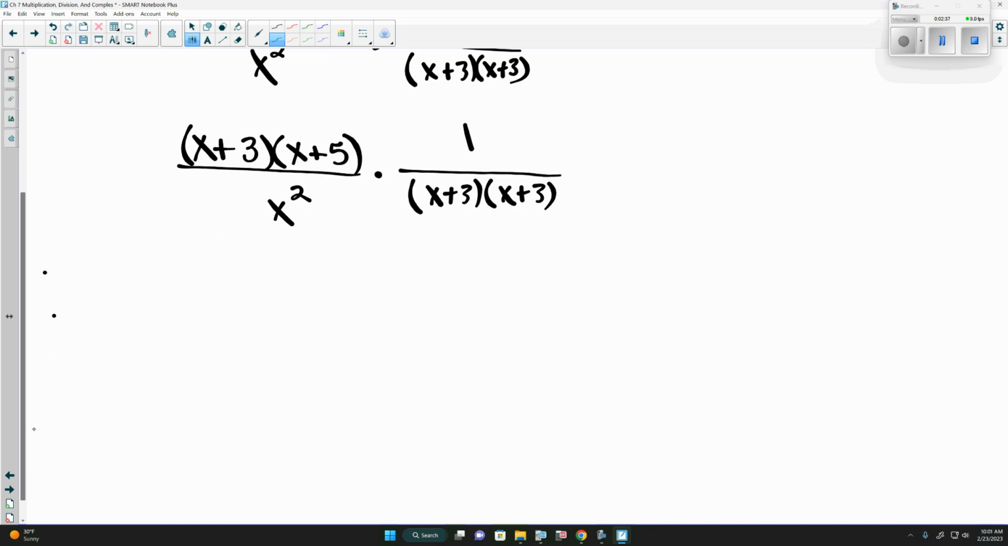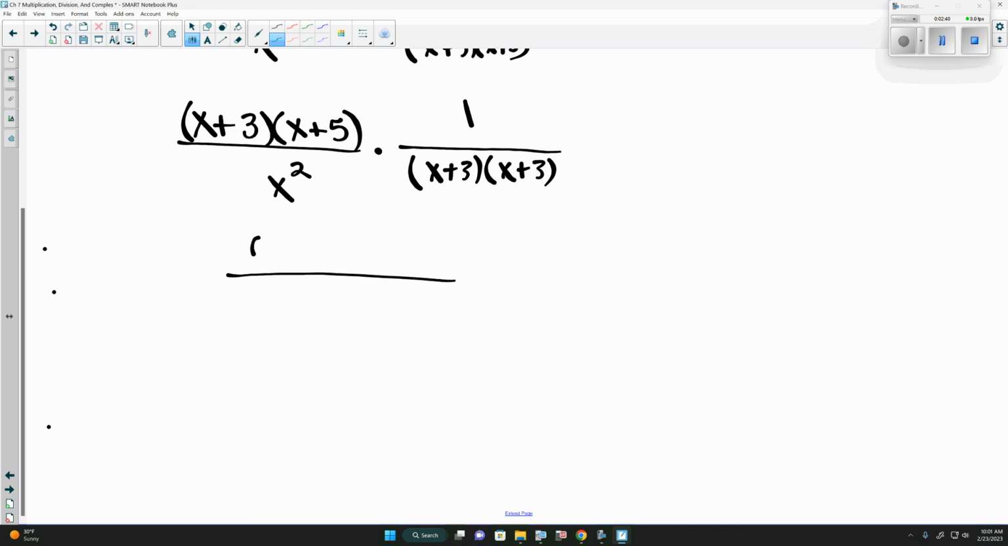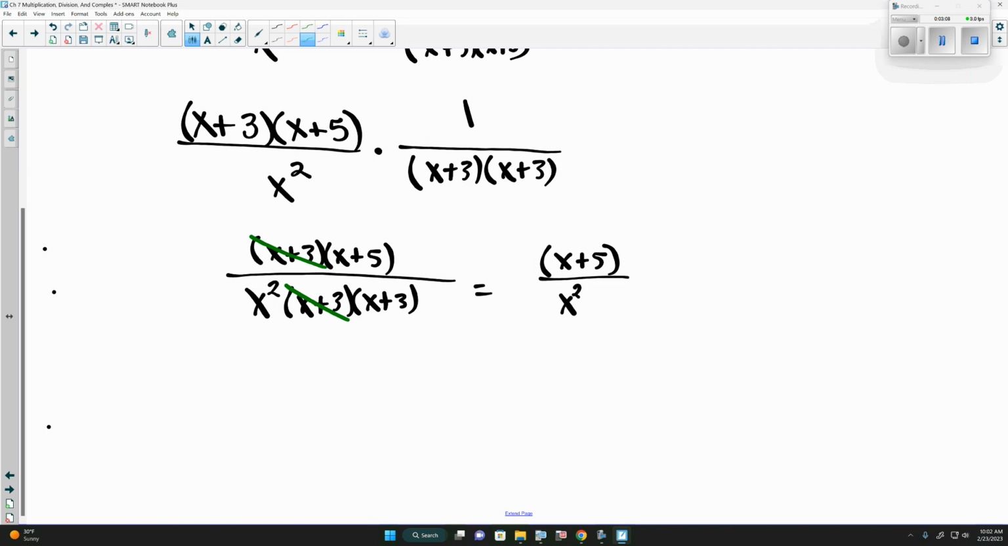Now we can multiply these together as one fraction, which would put us with x plus 3 times x plus 5 times 1, which really doesn't add anything to it. The denominator, we're going to multiply x squared by our x plus 3 times x plus 3. And we did notice they do have something in common. An x plus 3 and x plus 3, which will leave us with x plus 5 over x squared times x plus 3. And that's as simplified as it gets.